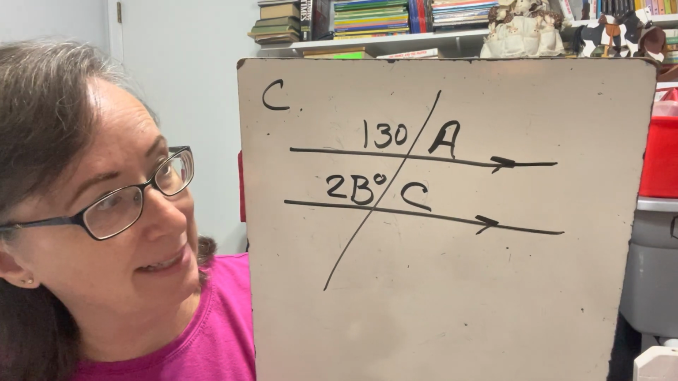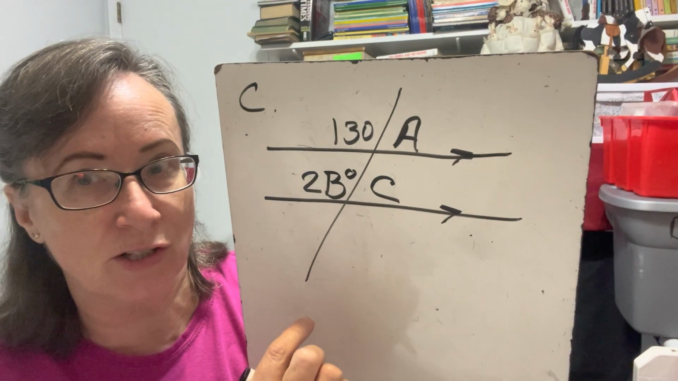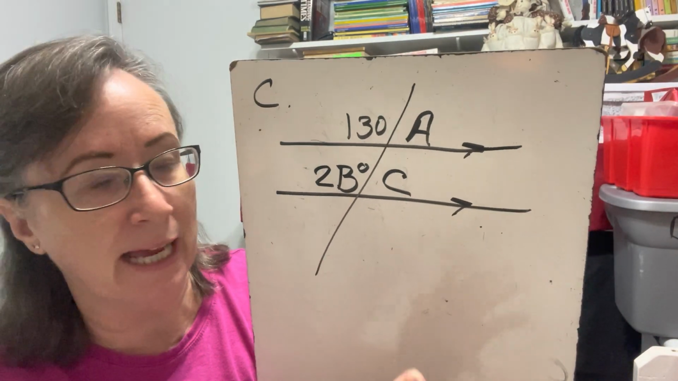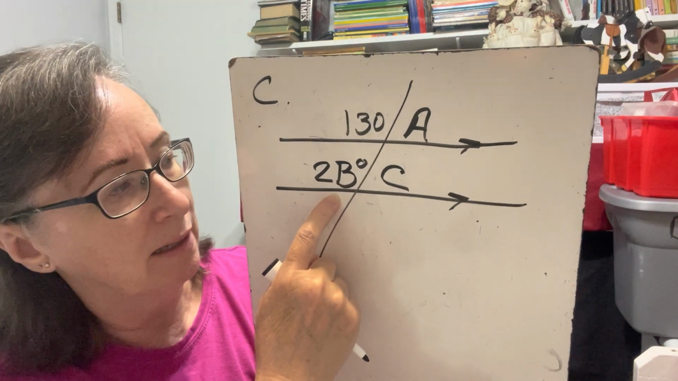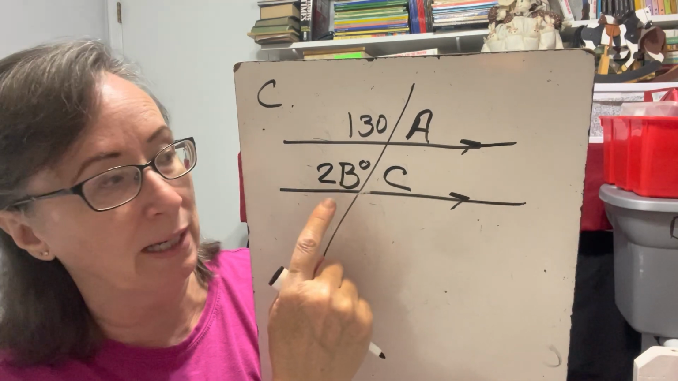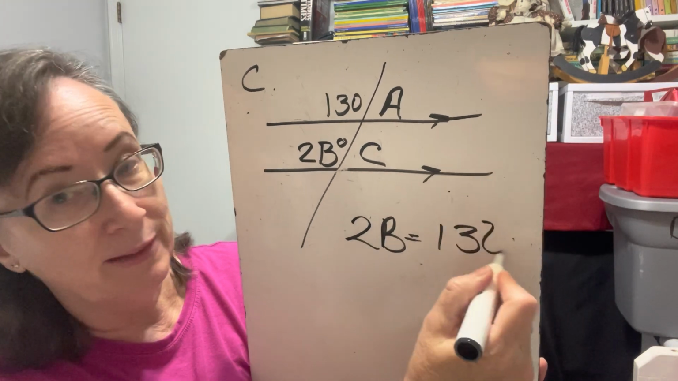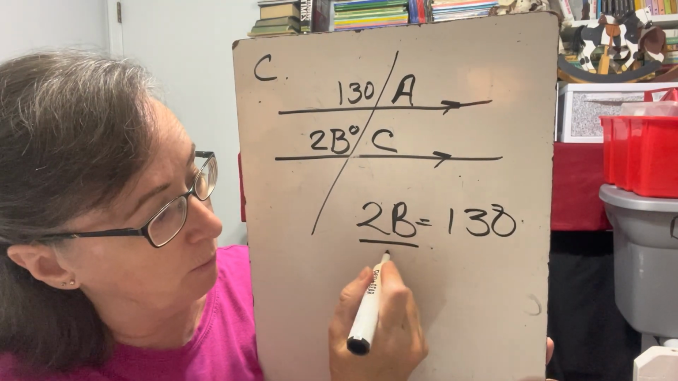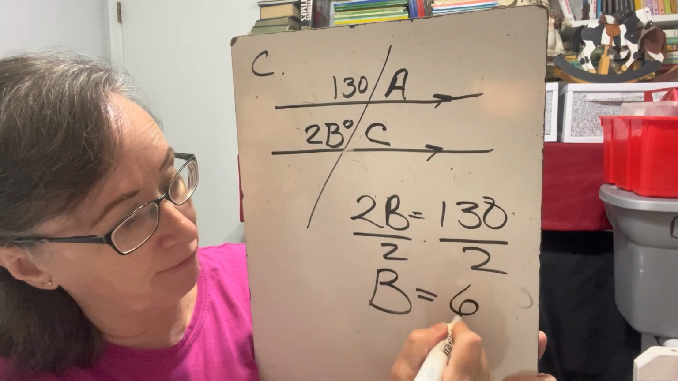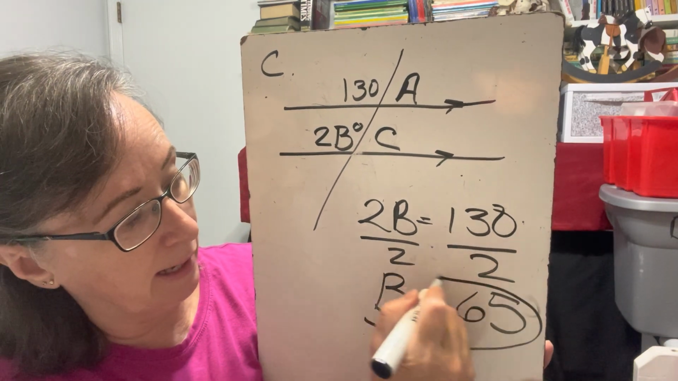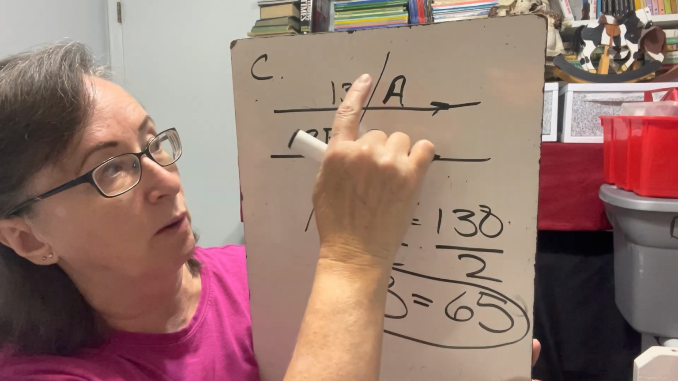Okay, here's practice C, and we have parallel lines with a transversal cutting, which means that all of these angles must be the same. So 130 must be the same as twice b. So we're going to figure out what b will have to be. If twice b is 130, then don't we just need to divide both sides by 2? And we get b is 65. Okay, b is 65. So then we know that this is 130.